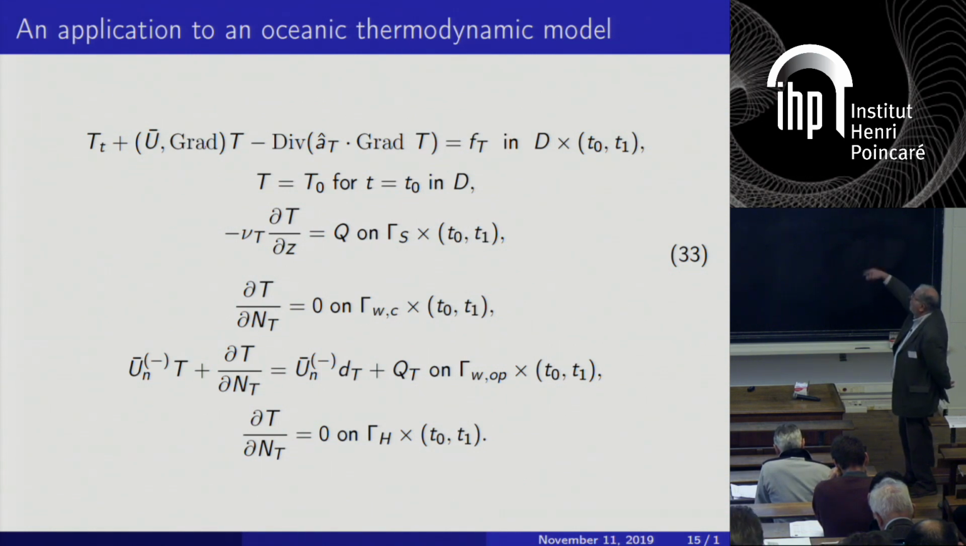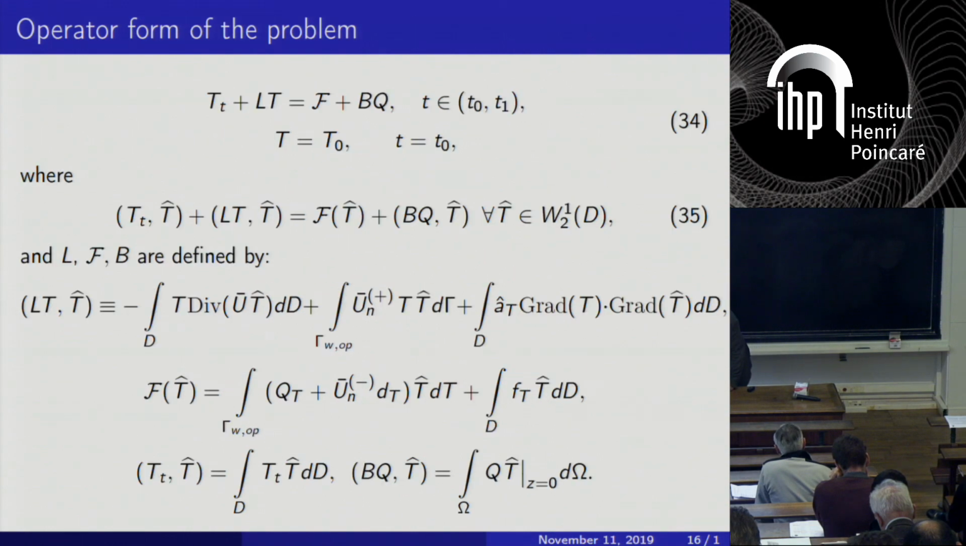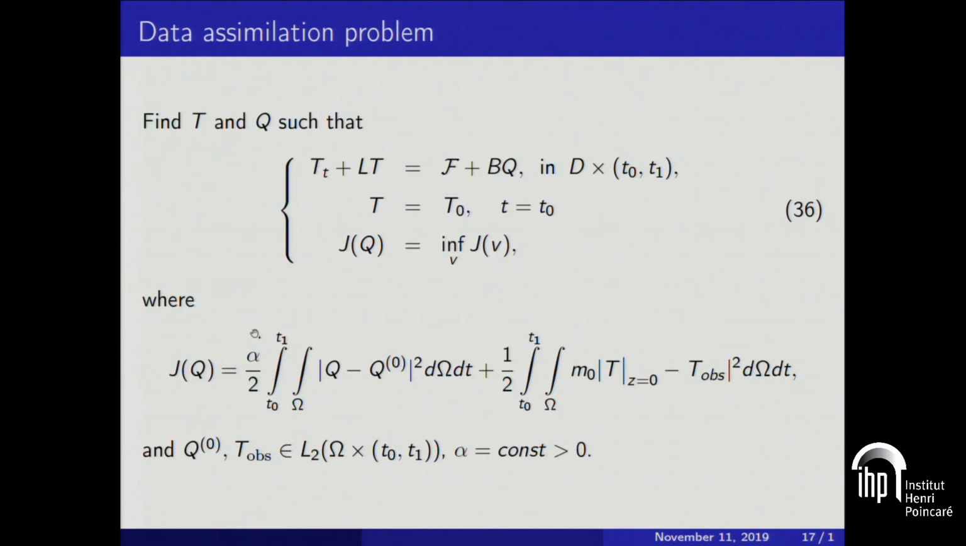Then we have a coherent boundary condition, so the problem is to find the flux on the surface. The model can be written in this operator form, in a weak sense of the equation. The problem of data assimilation is to determine Q, minimizing this cost function, and the observation is the temperature on the sea surface. And we have a first guess of the flux, which is Q0. So this is the basic problem.